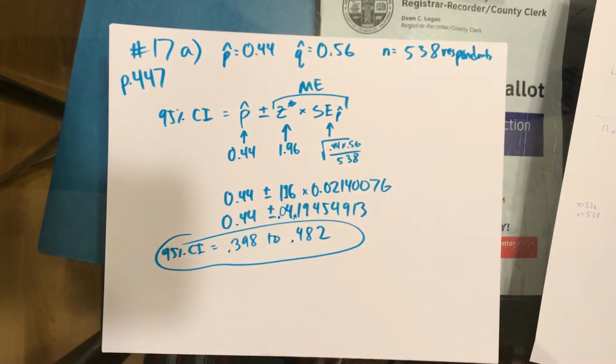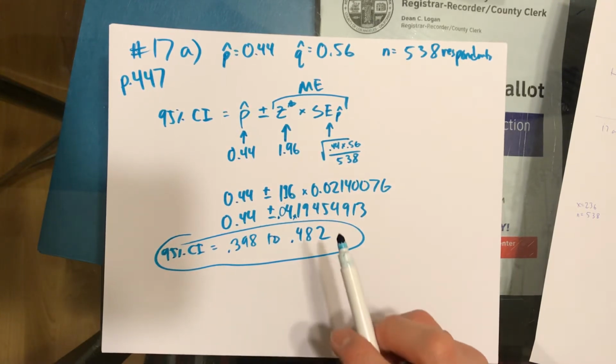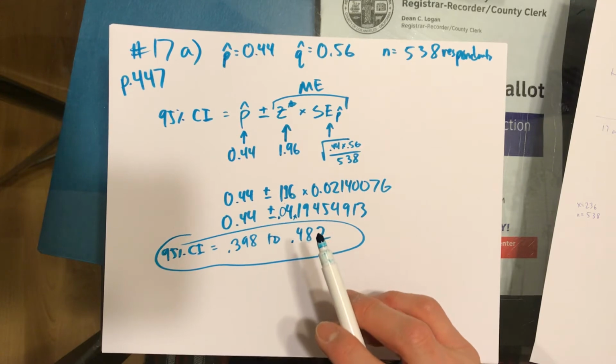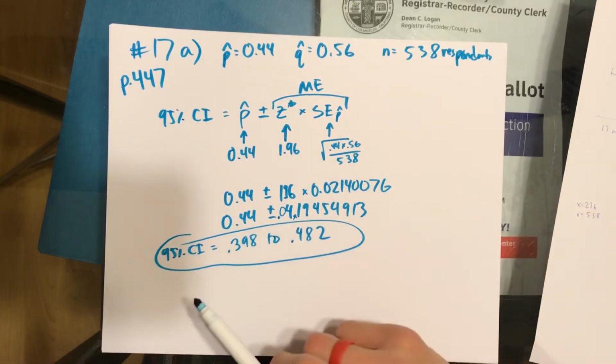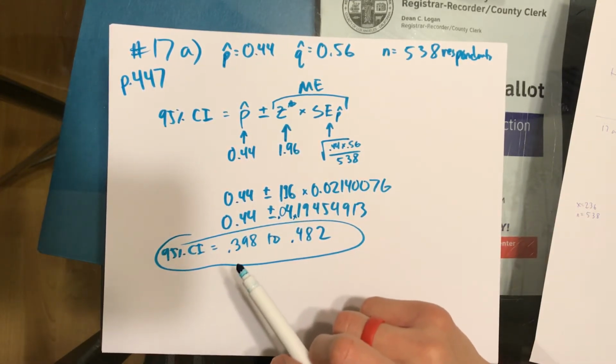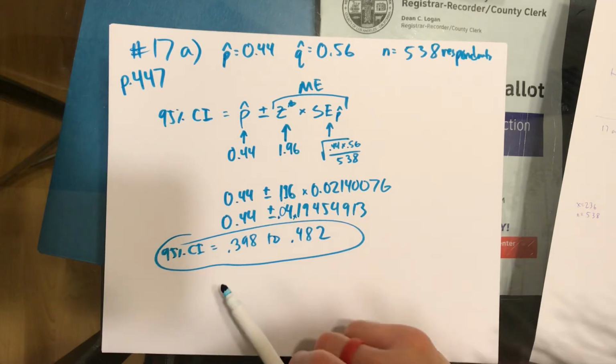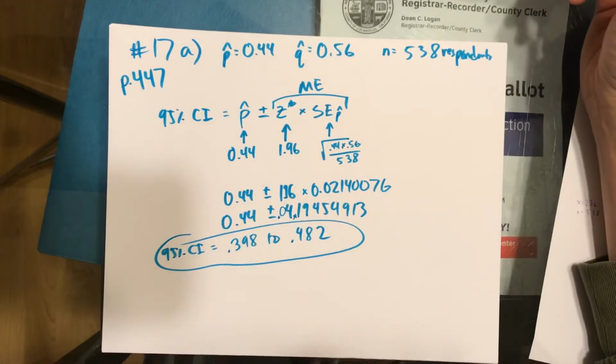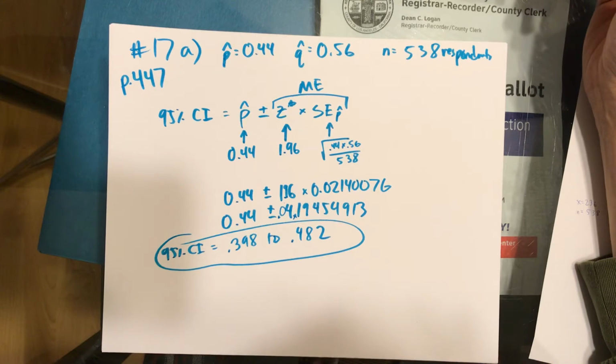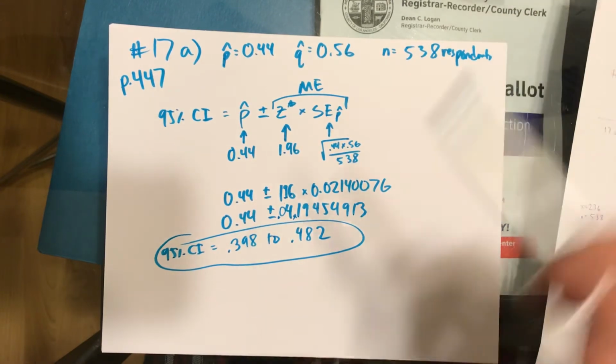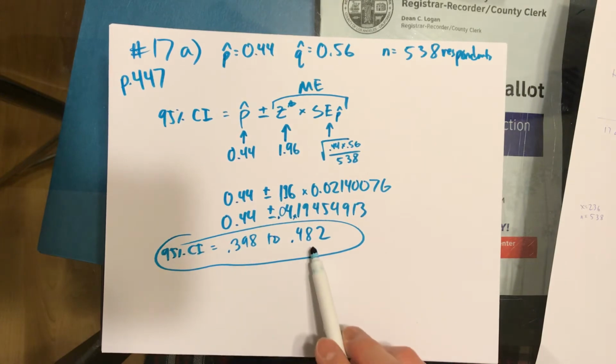All right. So to interpret this, you would use that sentence frame from our sentence frame sheet. I am 95% confident that the true proportion of respondents who think the death penalty is applied fairly based on the question is between this number and that number.